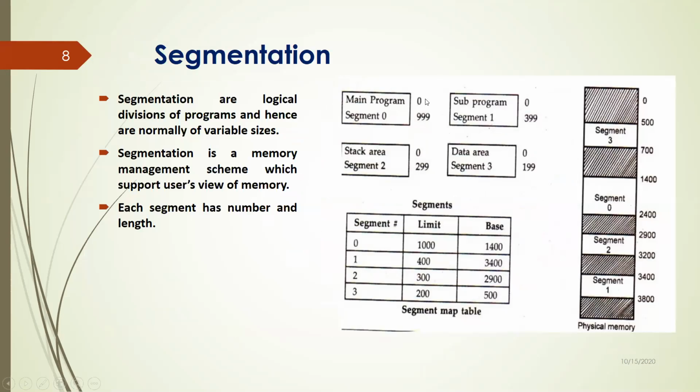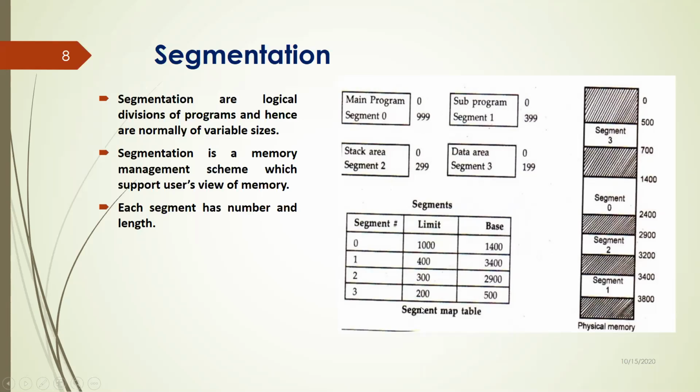No need to write the same memory address, because it may differ from memory to memory, right? If you wanted to write, then there is no problem. See how the segments are related in this physical memory, and they have mentioned here: the stack area starts from 0 to 299, the subprogram is 0 to 399, and the data area is 0 to 199. So these are all said to be the limits for segment 0, 1, 2, 3, and the other segments.